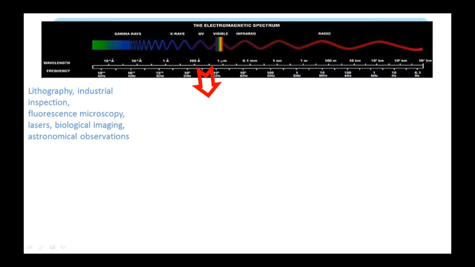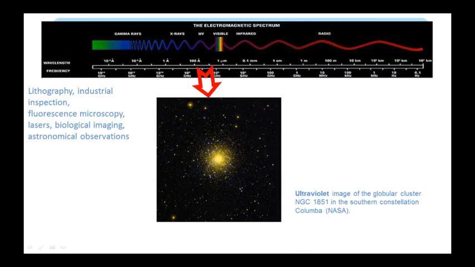UV light is not visible, but when a photon of UV collides with an electron in an atom of a fluorescent material, it elevates the electron to a higher energy level. The excited electron relaxes to a lower level and emits light in the visible red region. Materials actually can have primary fluorescence or secondary fluorescence when they're treated with chemicals capable of fluorescing. Regarding astronomical observations, we show here an ultraviolet image of the globular cluster NGC 1851.